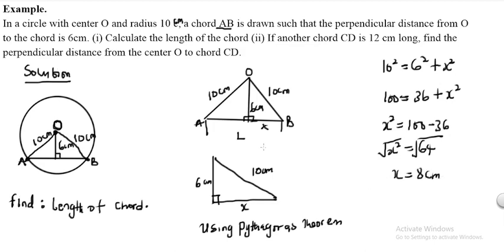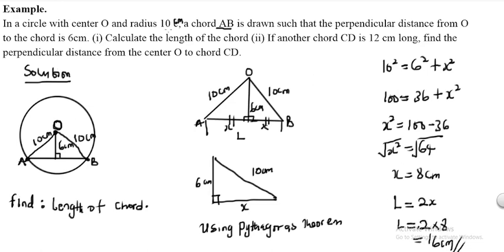Now if x is equal to 8 centimeters, what's the relationship between x and L? Remember, I said the line from the center bisects the chord. To bisect means to separate into two equal parts. That means this part is equal to this part. So that means the length of the chord is equal to 2x. Okay? Because if you sum x here plus x here, you get L. So the length of the chord is equal to 2 times 8. 2 times 8 is equal to 16 centimeters.